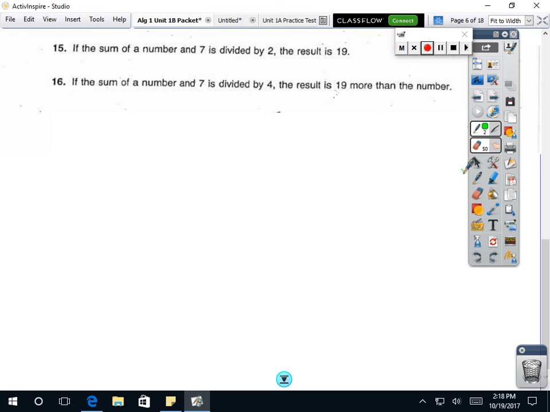If the sum of a number and 7 is divided by 4, the result is 19 more than the number. Okay, sum of a number and 7. How do you write that? X plus 7 divided by 4. The result is 19 more than a number. How do you write that?